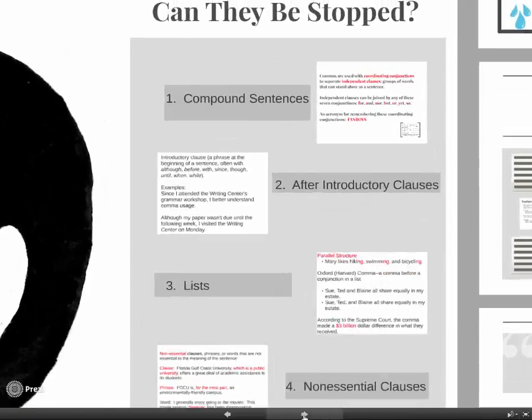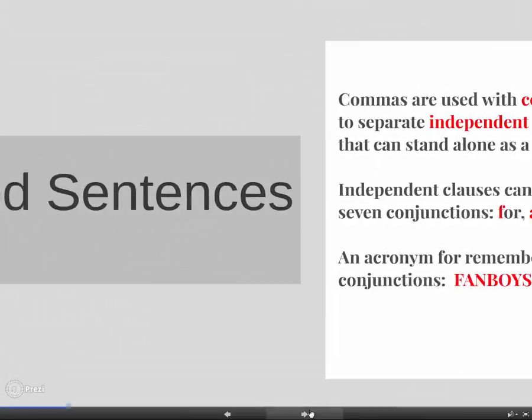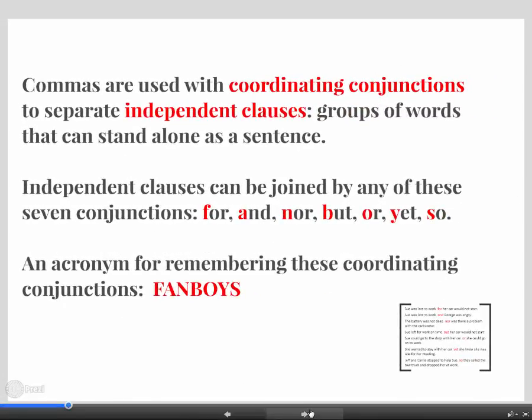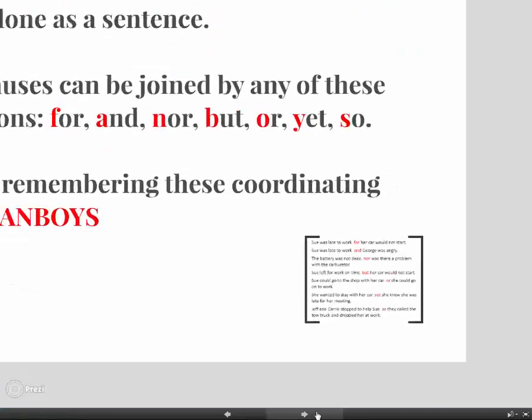Let's begin with compound sentences. So, commas are used with coordinating conjunctions to separate independent clauses. Independent clauses are little simple sentences, sometimes people call them. They're a group of words and they're a sentence by themselves. You need a subject and a verb, at least. And coordinating conjunctions are FANBOYS, an acronym, remember them? For, and, nor, but, or, yet, so. FANBOYS. And here's some examples.